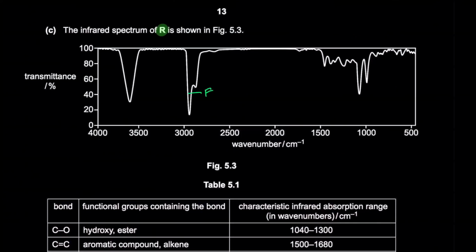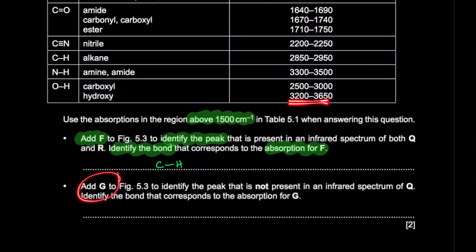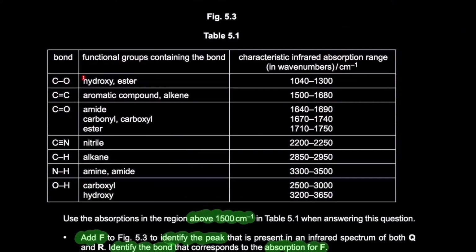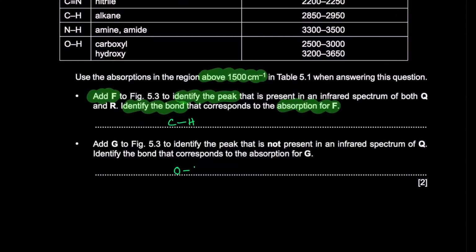So this is your label G, right? The OH bond is 3200 to 3650, in the hydroxy. You also have C single bond O, but that's not above 1500. We're only looking at above 1500. So we're looking at the OH bond, present in R, but not in Q. Okay, so that is the OH bond.